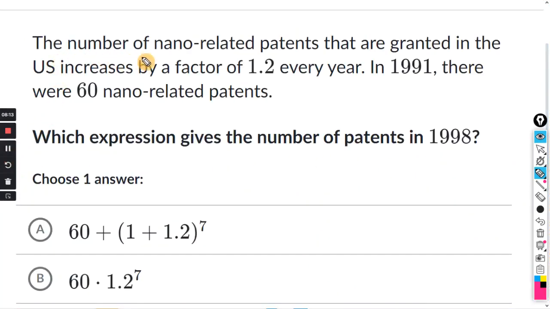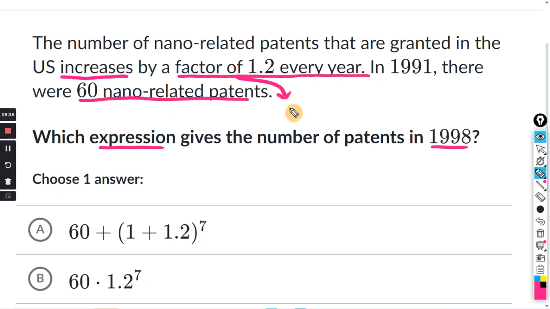The number of nano-related patents that are granted in the U.S. increases by a factor of 1.2 every year. In 1991, there were 60 nano-related patents. Which expression gives the number of patents in 1998? Okay, remember we said factor of. When it says factor of, that's going to mean multiply.